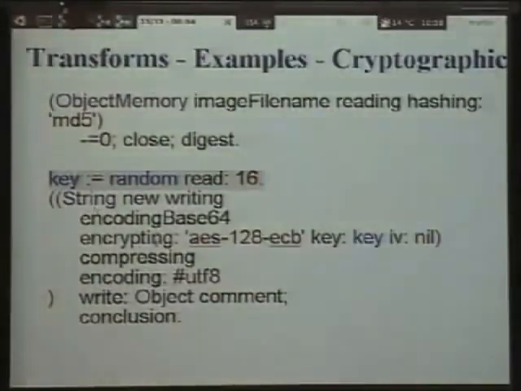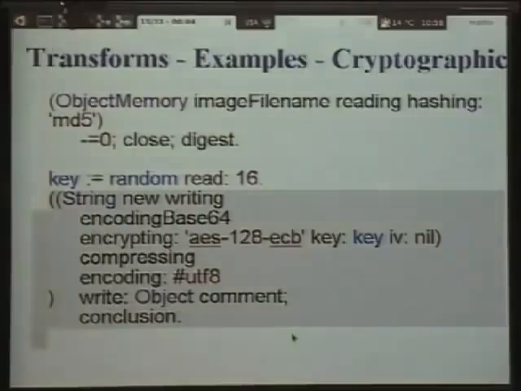So a more interesting example. Let's say we want to take the object comment, encode it in UTF-8, compress the result, encrypt it using AES, and then finally encode it into Base64 to get a string. So this is all it takes.